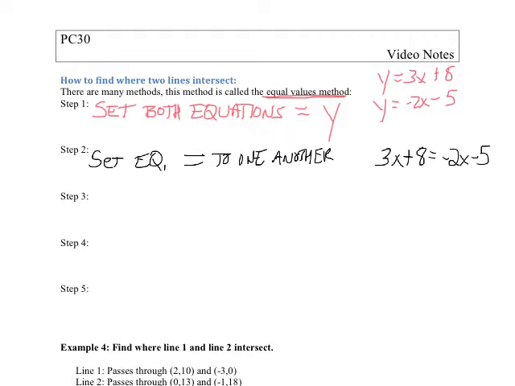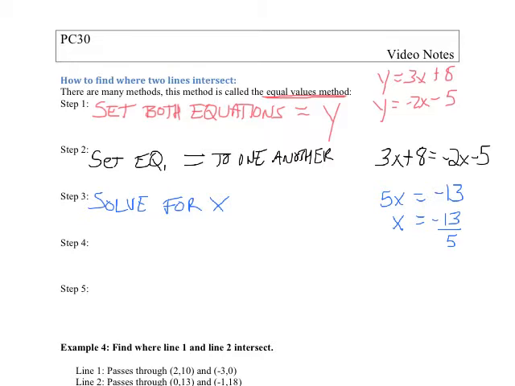In step 3, we use algebra to solve for x. So if we did that to this problem, we would add 2x to both sides, and we'd get 5x on the left, subtract 8 from both sides, and we get negative 13 on the right, and finally get x is equal to negative 13/5.